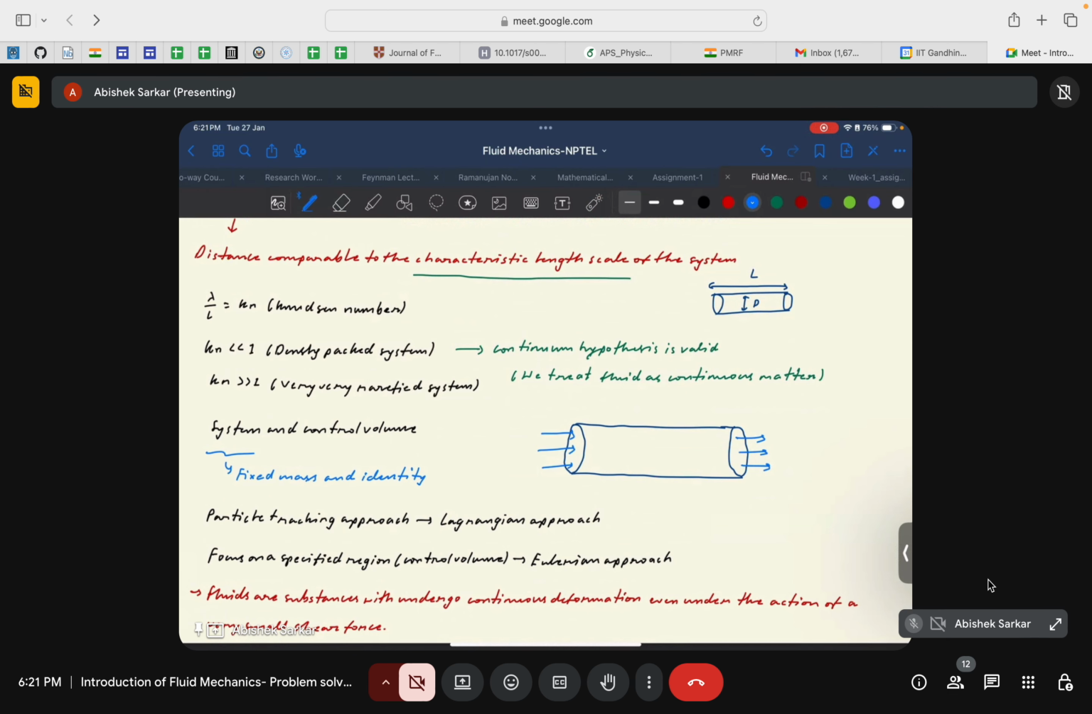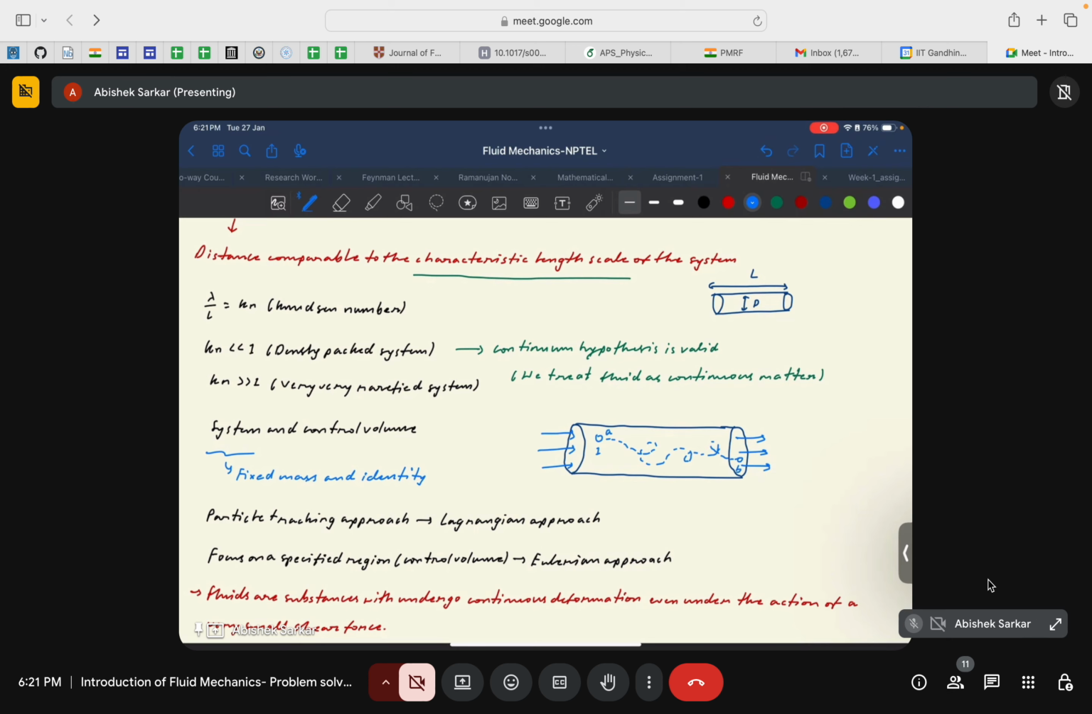So in the case of the pipe, we consider a single fluid molecule, say fluid molecule number 1, and we track this molecule throughout its journey through the pipe. It starts its motion here and then moves through the pipe. Say the flow is turbulent, so it goes through random erratic motions and goes out of the pipe from here. This is at point B, and this is at point A.